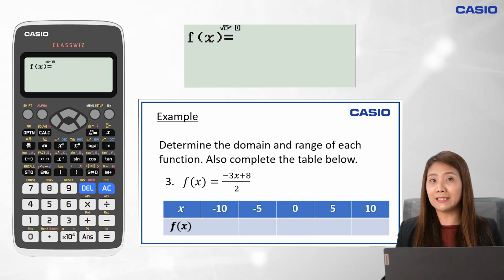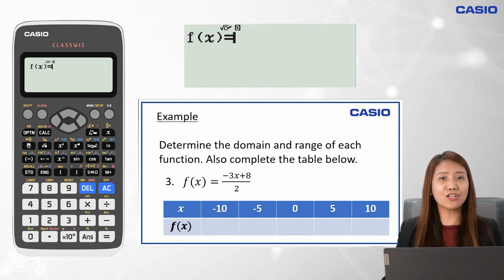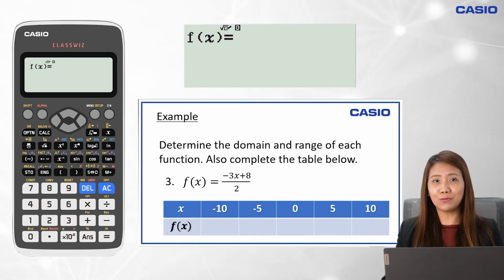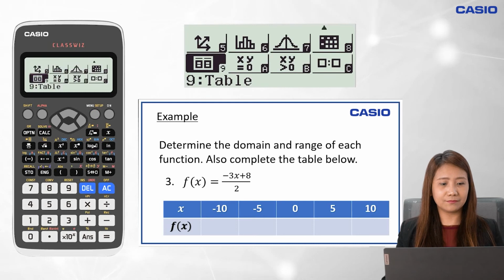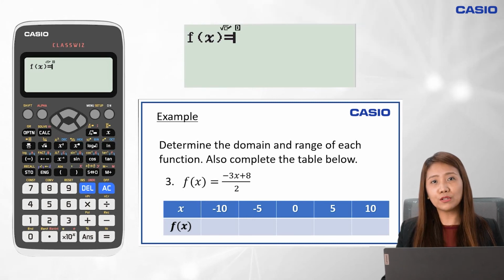Also, let's complete the table. This time, the function is f of x equals the quantity -3x plus 8 over 2. Let's have another example. Let's complete the table using CASIO ClassWiz before identifying the domain and range. First, we press Menu and 9. We input the function, the quantity -3x plus 8 over 2, then press equal sign twice.